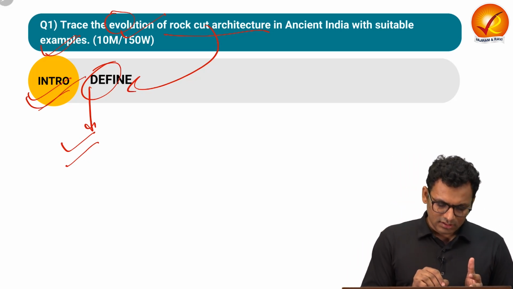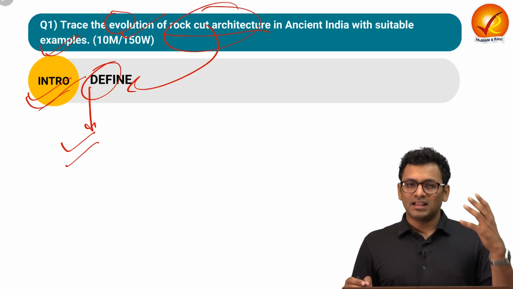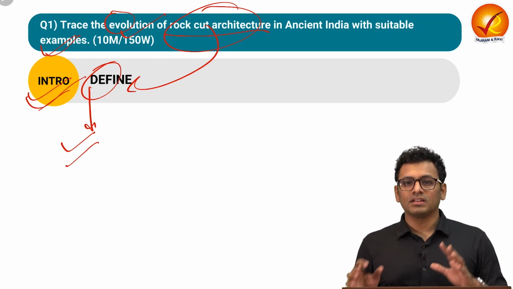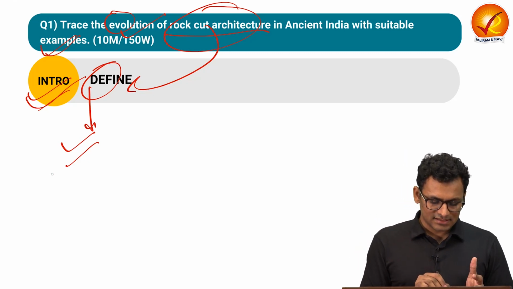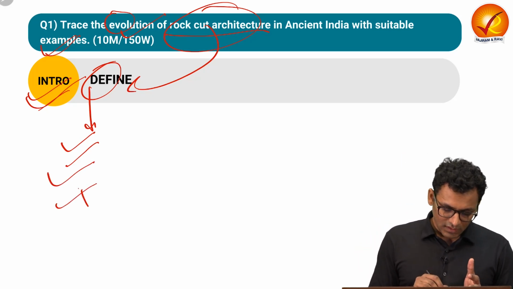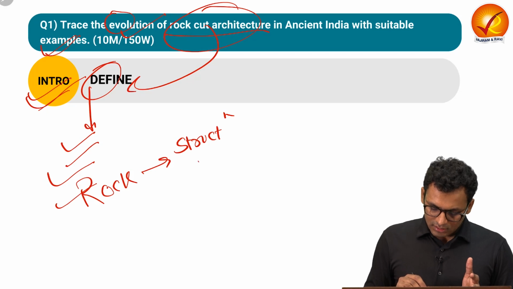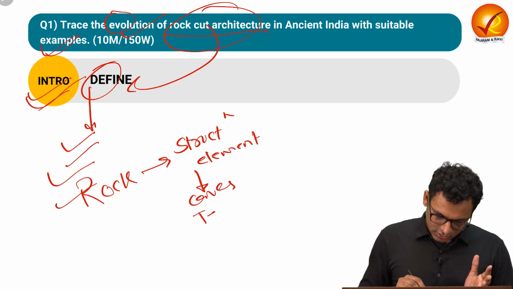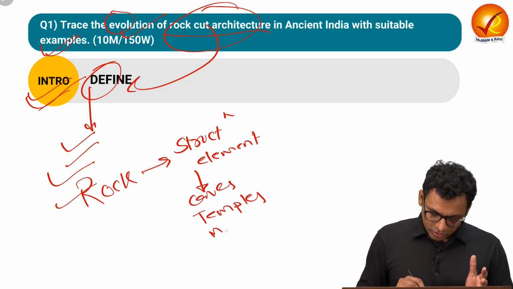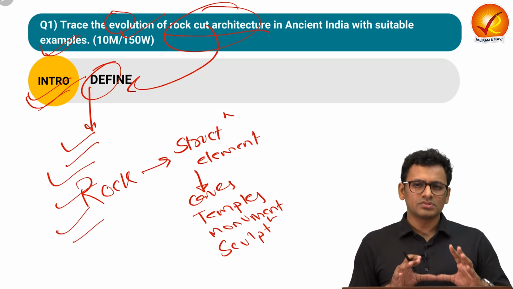So let's start with the introduction. As I said, in the introduction, you can define what is rock cut architecture, where a natural rock structure is transformed into structural elements such as caves, temples, monuments and sculptures. So that is something you will write in the introduction over here. Rock transformed into structural elements like caves, temples, monuments and sculptures. So this is something you can introduce in the beginning.